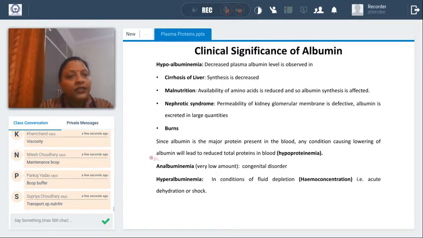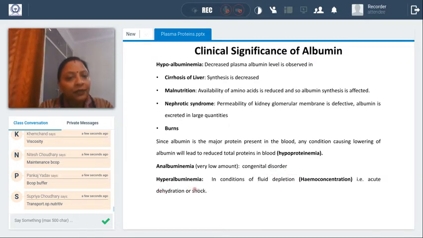In burns also. Since albumin is the major protein present in the blood, any condition causing lowering of albumin will lead to reduced total plasma proteins in blood. When albumin is decreased, because it forms the major protein portion, it leads to reduced total protein concentration in blood. It is called hypoproteinemia. So hypoalbuminemia or hypoproteinemia. And analbuminemia, a very low amount, is found in congenital disorders.